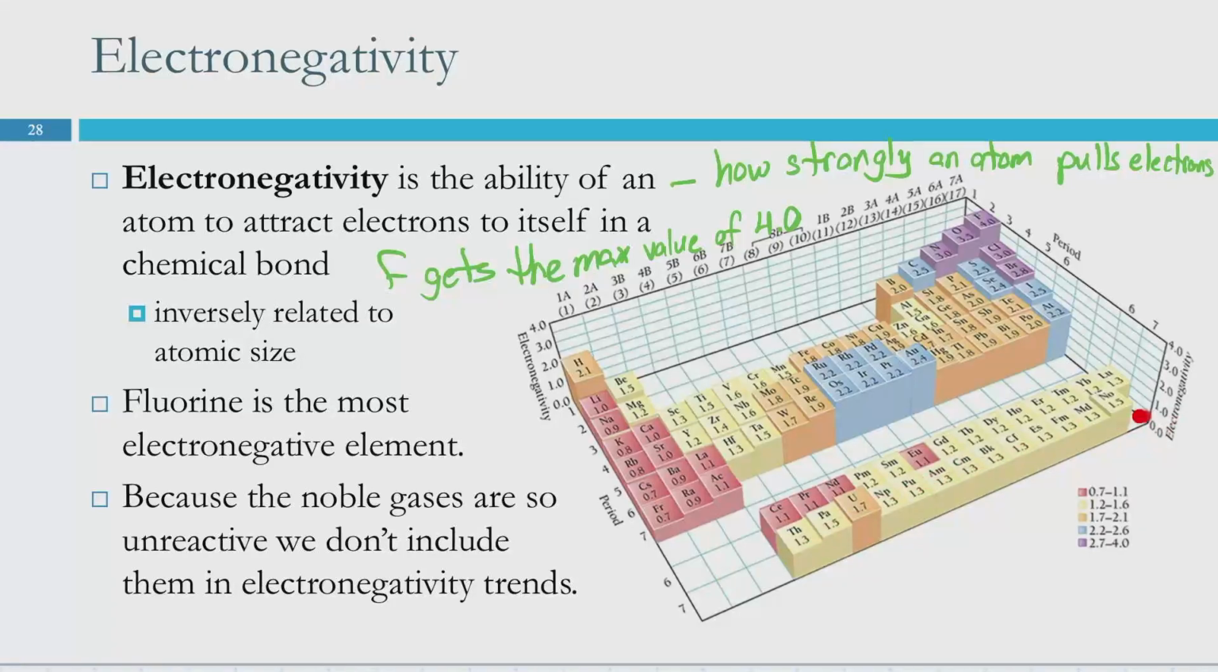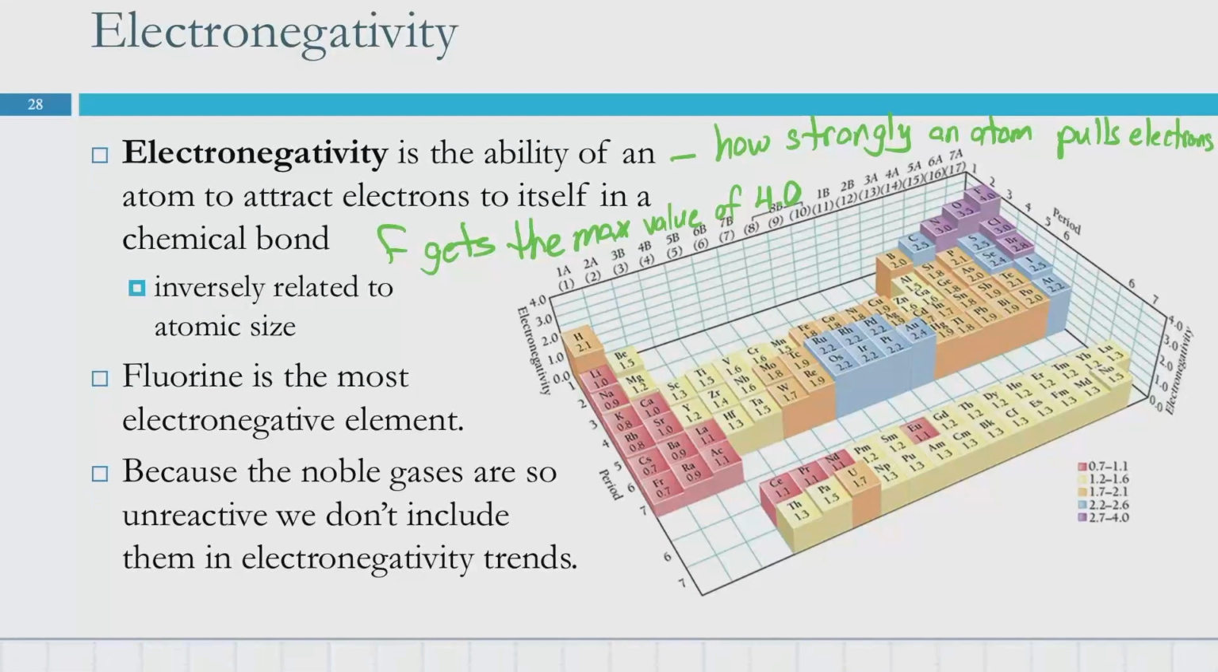So we've got a three-dimensional periodic table. It's just skewed a little bit. And then on our y-axis, how tall each of these is shows the electronegativity. So fluorine's the tallest, and then everything sort of cascades down from fluorine. Noble gases are really unreactive, so we don't include them in electronegativity.